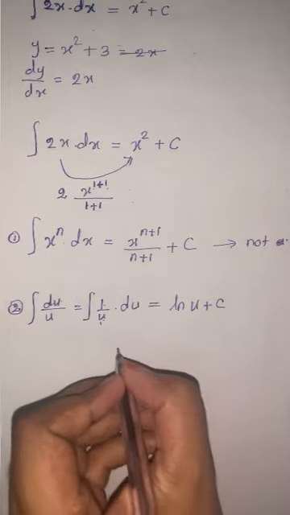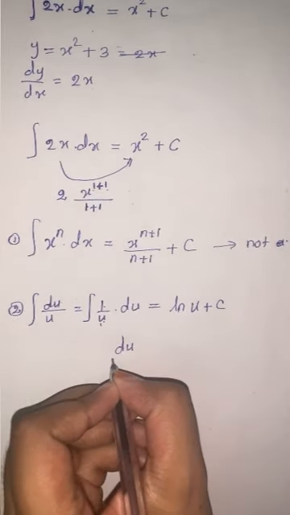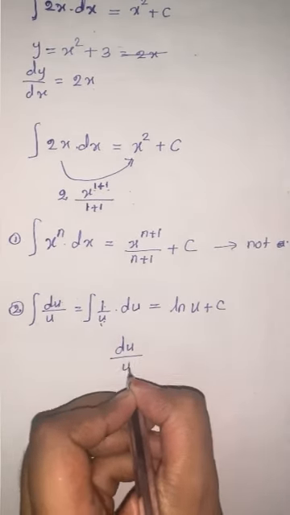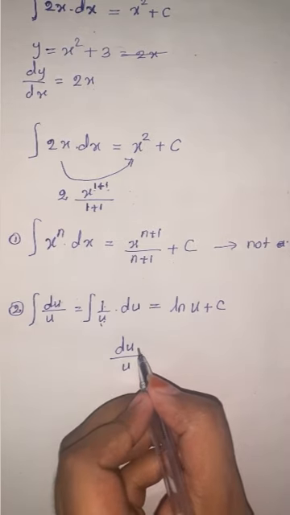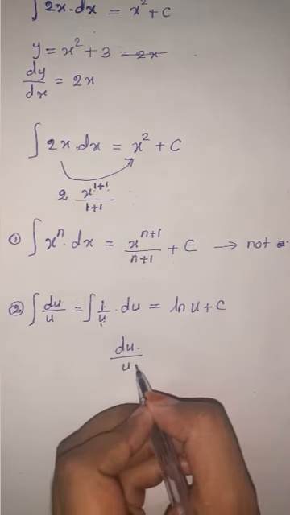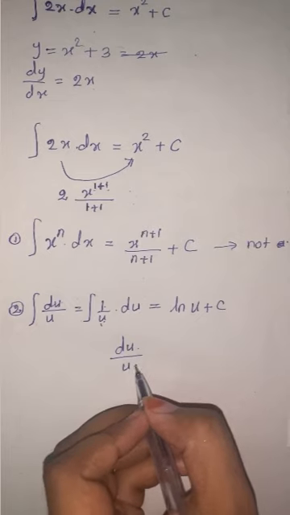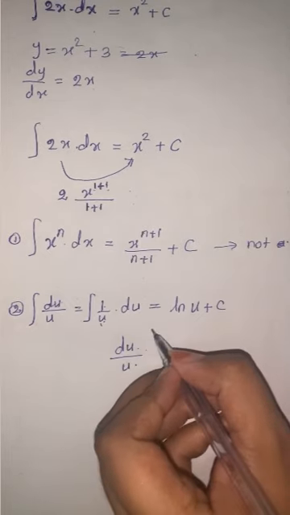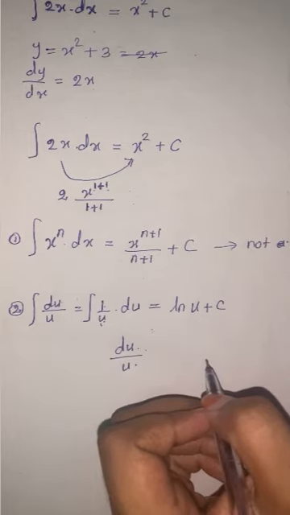So here you have to consider that du over u. So the numerator will be the differentiation of the denominator. Then only we can use this rule.